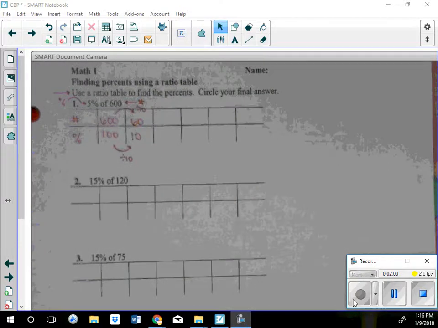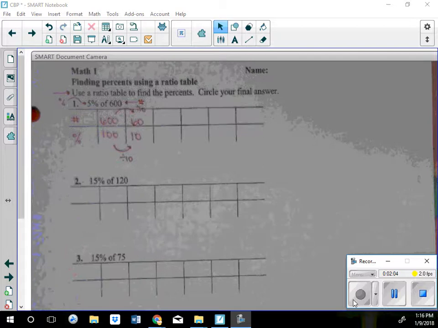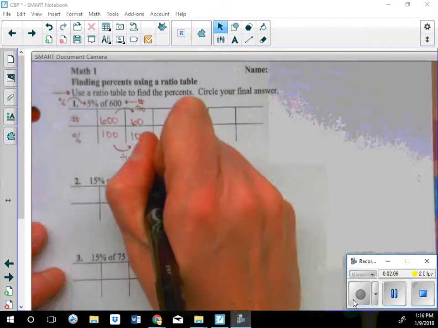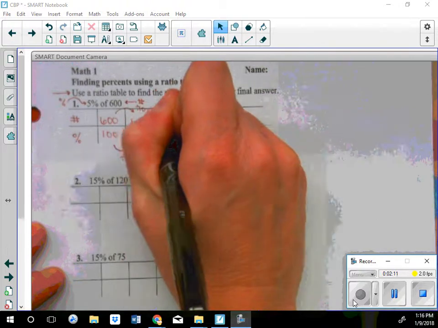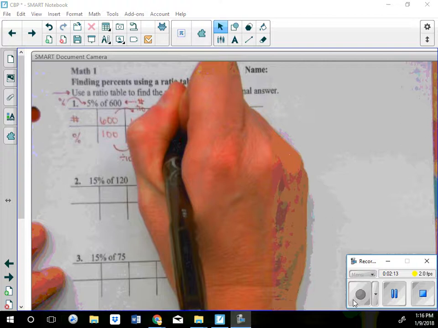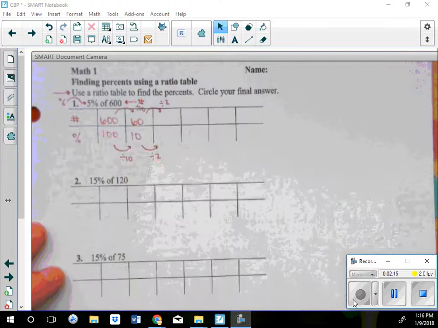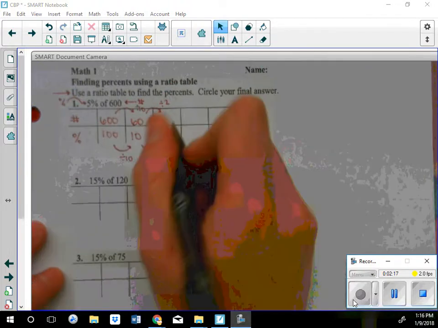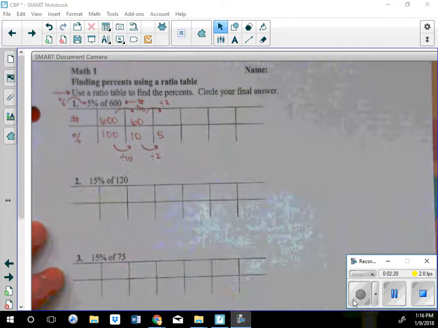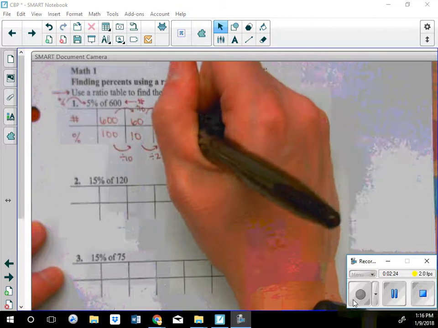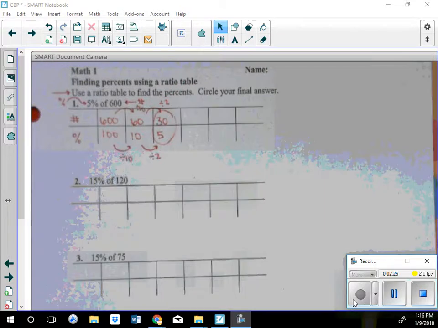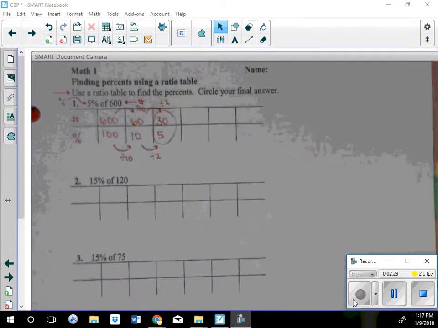Now, Finn, I saw your hand up. Do you know how to get to 5%? Yeah, let's divide everything by 2. And notice how I'm doing all of my work on my ratio table. All right, crew, what is half of 10? 5. And what's half of 60? Okay. So in this case, I know that 5% would be 30. See that I have all of my work on my ratio table. I'm annotating my steps.